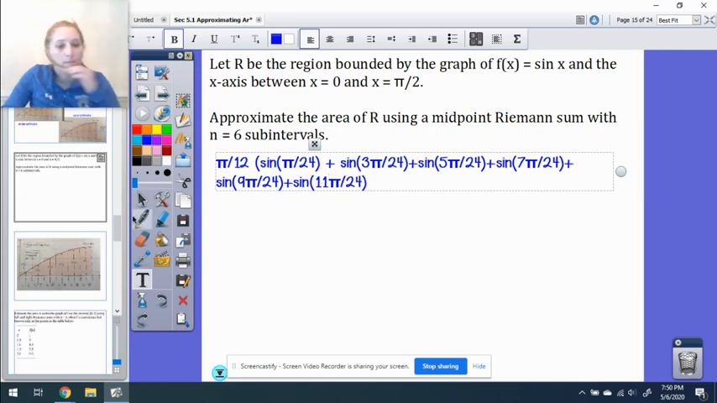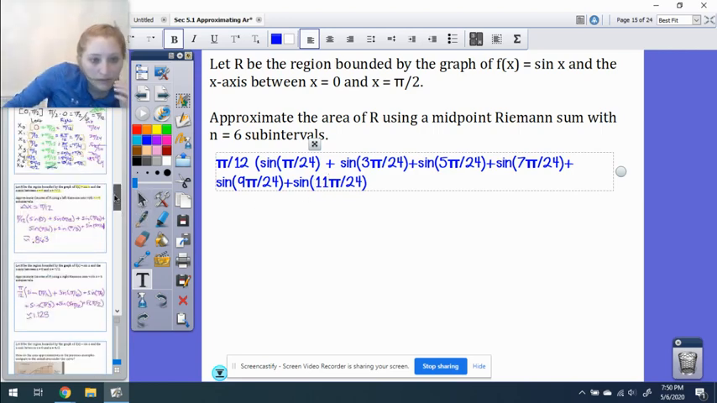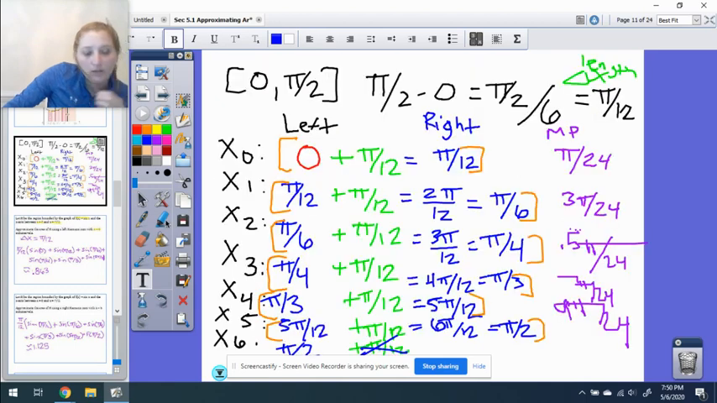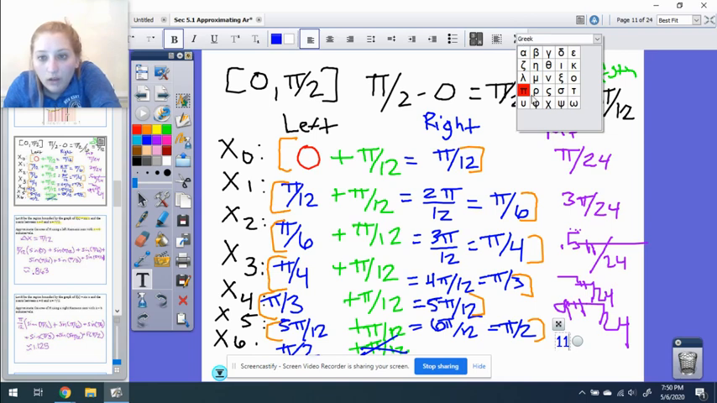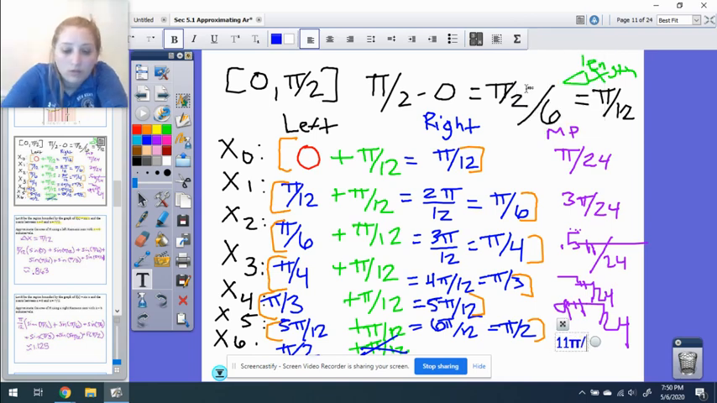Did I not write that one down? Let me go back because I don't know if I did. Yeah, it looks like I didn't because my pen was all messed up. So 1, 2, 3, 4, 5. Yeah, I only wrote down part of it. Okay, so 11. Let's fix that now. Pi over 24.